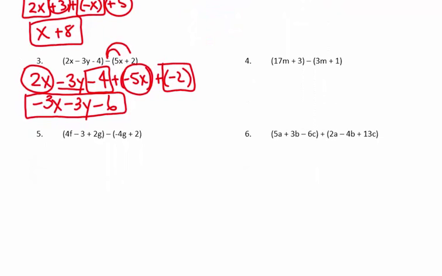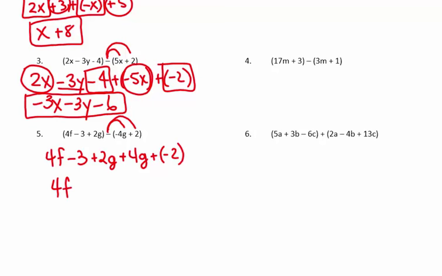Number 5, 4f minus 3 plus 2g. The opposite of negative 4g, that's positive 4g. And the opposite of positive 2, which is plus negative 2. So 4f has nothing else like it. We're going to do the variables, sorry. Positive 2 and positive 4, that's plus 6g. You should always put the constants at the end, so negative 3 and negative 2 is minus 5.